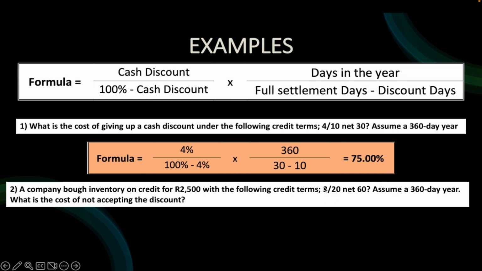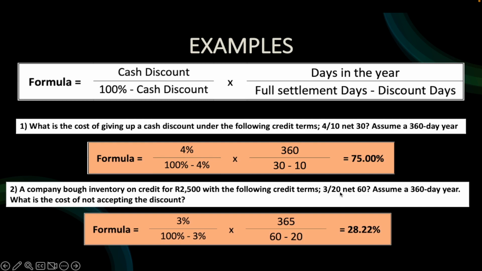We know that we'll be given 3% if we settle within 20 days. Otherwise, the full amount is due within 60 days. So let's plug it into our formula. We know 3 is going to be our numerator, and then we divide that by 100 minus 3%, and then we multiply that by 360 divided by 60 days, which is the full settlement days, minus the discount days, which is 20, and that will give us an answer of 28.22%. I hope you are able to make sense of calculating this, and also the rationale behind it, why we are calculating it, and how to compare it with other costs and make informed decisions.